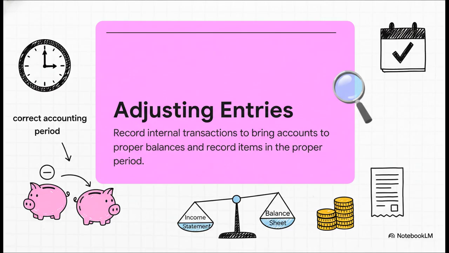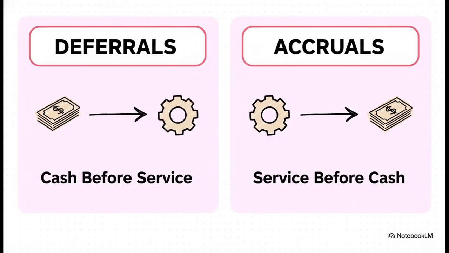Every adjusting entry always affects 2 accounts. One from the income statement, say a revenue or expense, and one from the balance sheet, like an asset or a liability. The source material breaks these down into 2 main types.